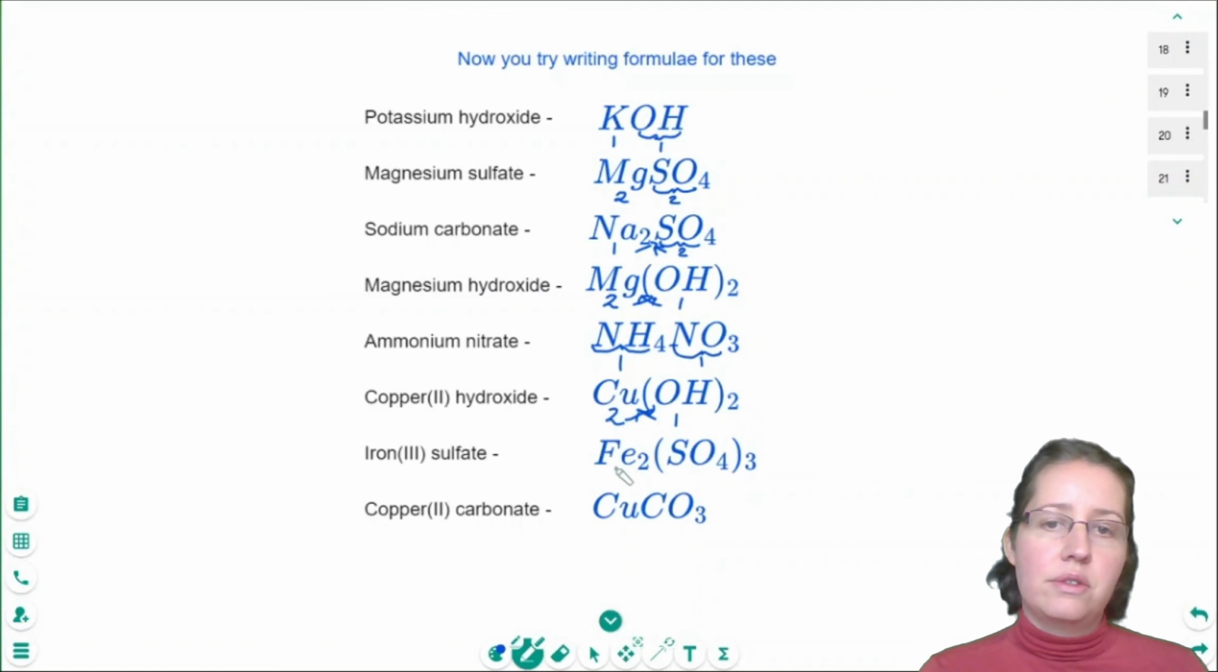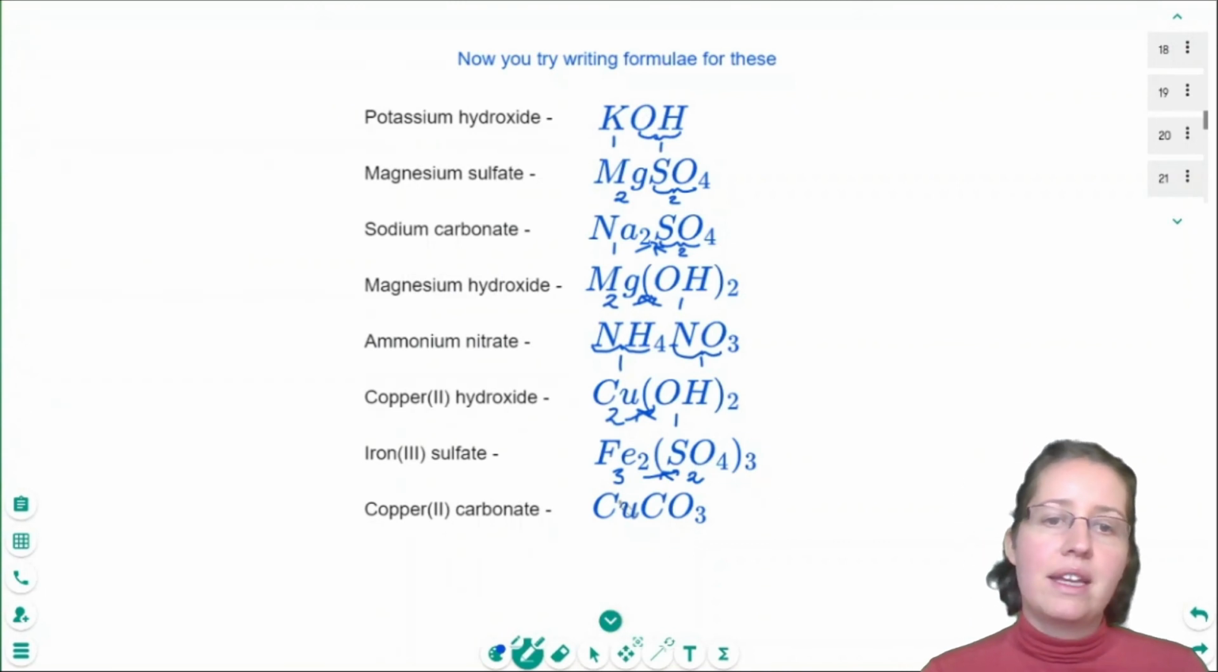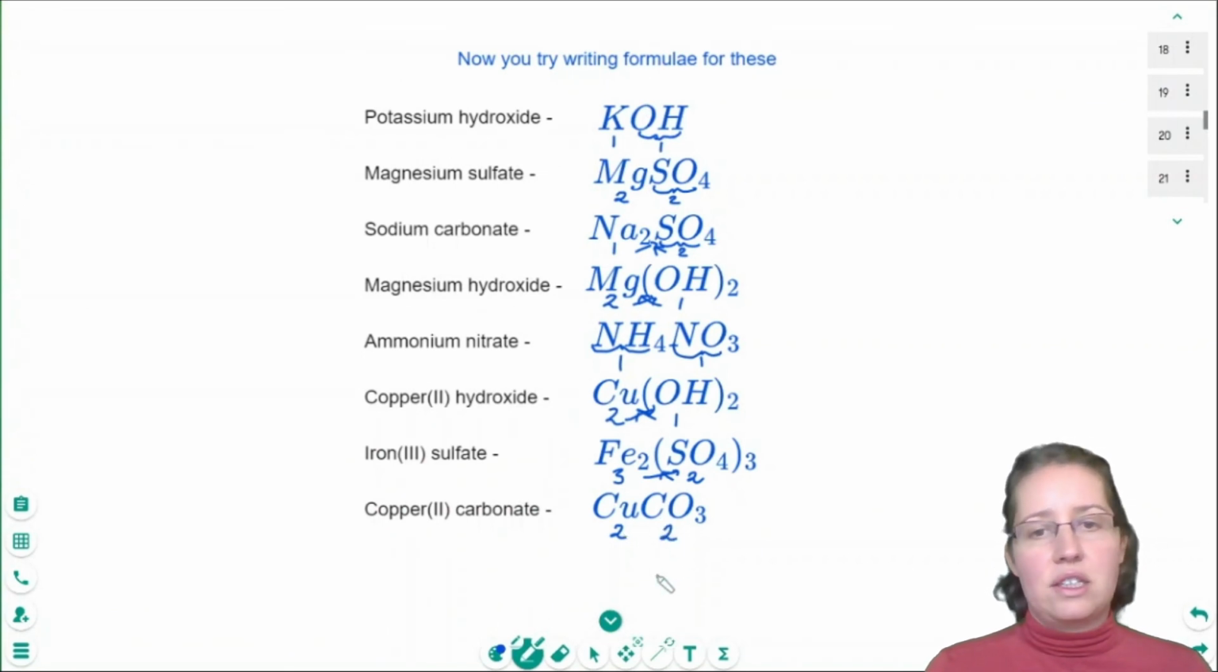Iron 3 sulfate, so that's iron with a valency of 3, sulfate with a valency of 2. So when we cross them over, we get Fe2 brackets SO4 3. And then copper 2 carbonate, valency 2 for the copper, carbonate valency 2. They cancel down to 1 of each, so CuCO3. And that's as complicated as it gets. That's all you need to understand about writing formulae.